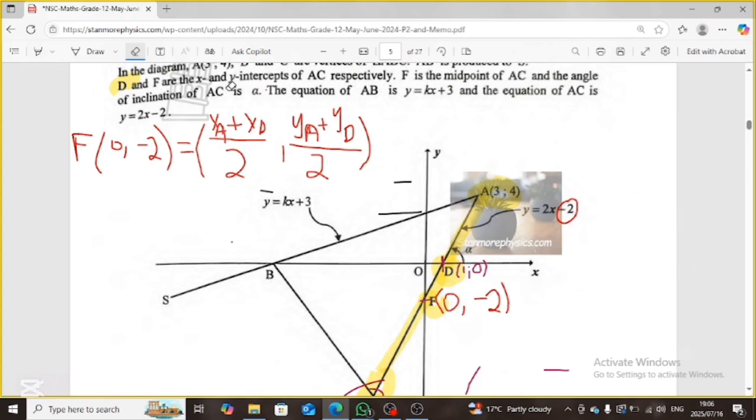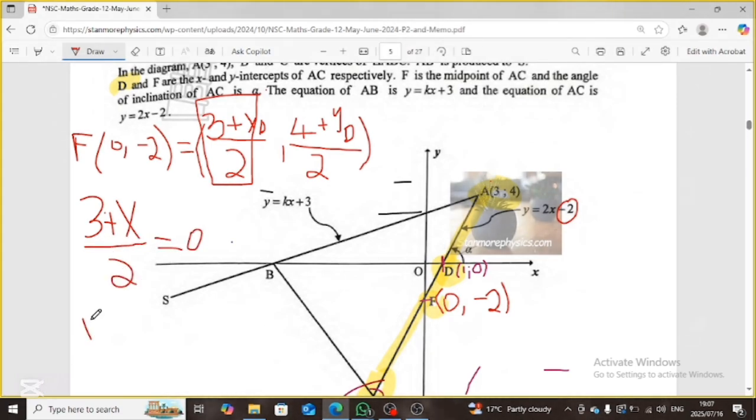In the x and y coordinates of A, we substitute 3 and 4 respectively, and then equate the x of F with the x-coordinate of the midpoint formula, 3 plus x over 2, giving us 3 plus x over 2 equals 0. Then solving for x, we find x equals minus 3.